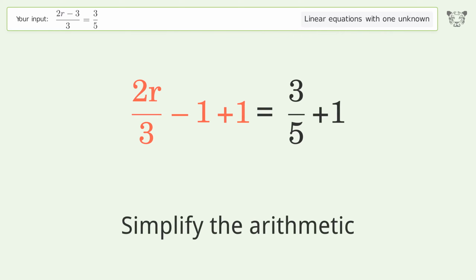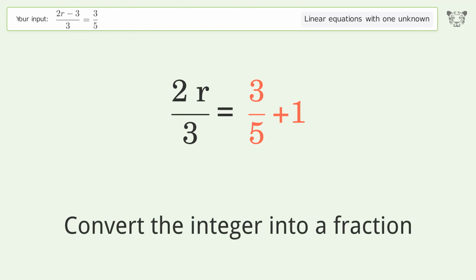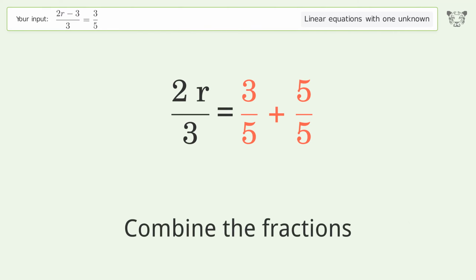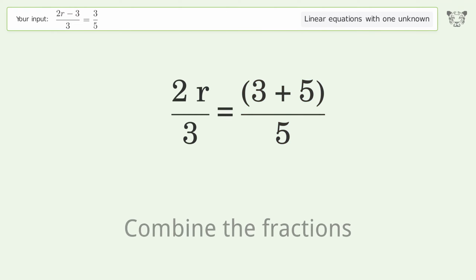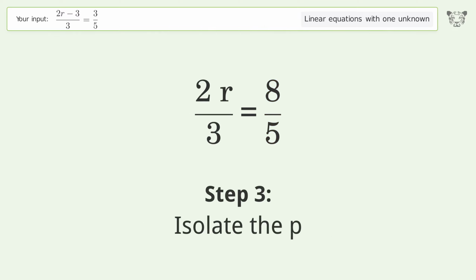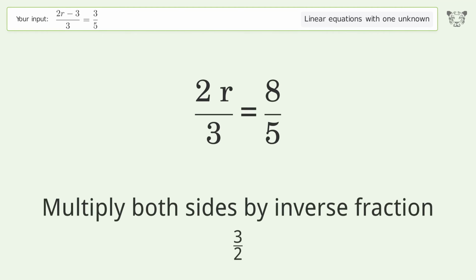Simplify the arithmetic. Convert the integer into a fraction. Combine the fractions. Combine the numerators. Isolate the p. Multiply both sides by inverse fraction 3/2.